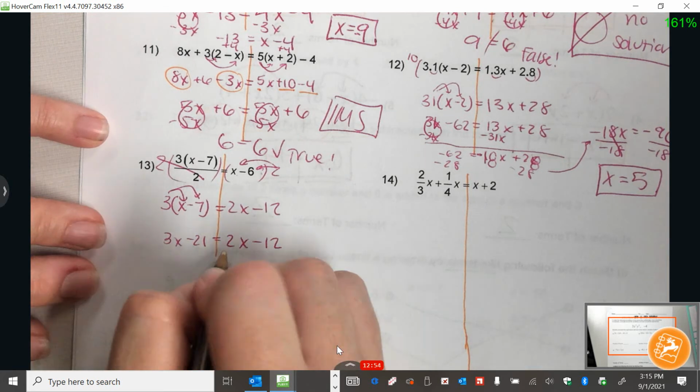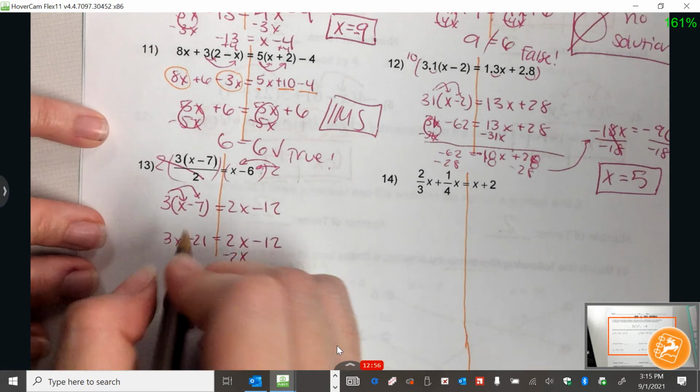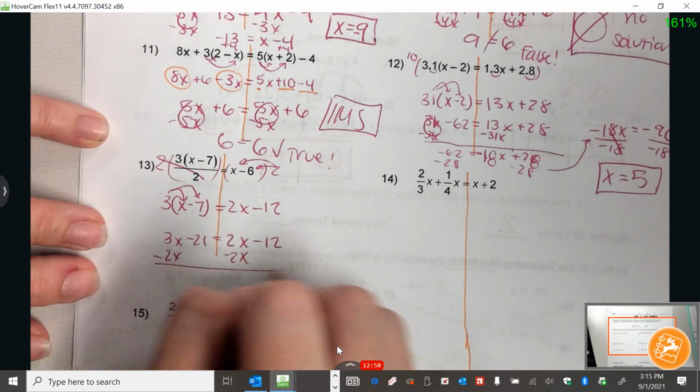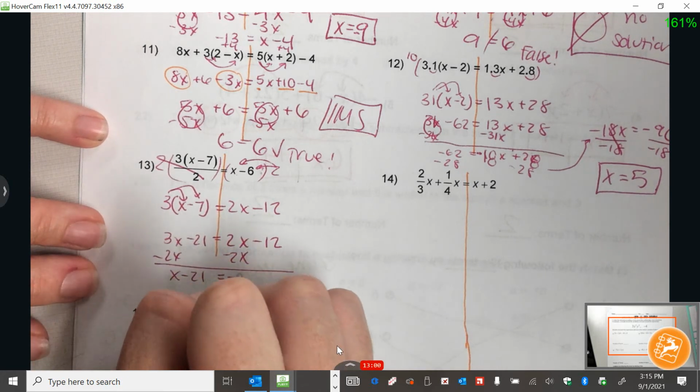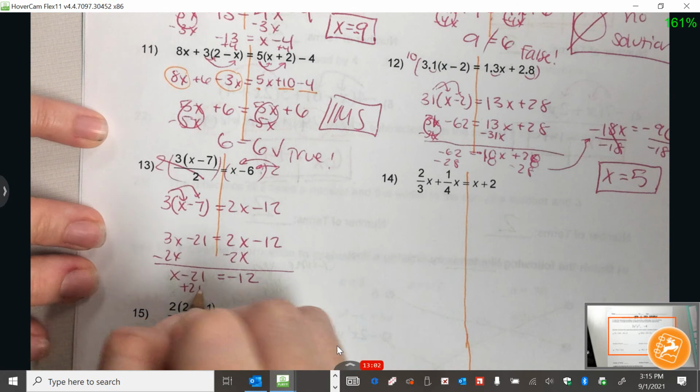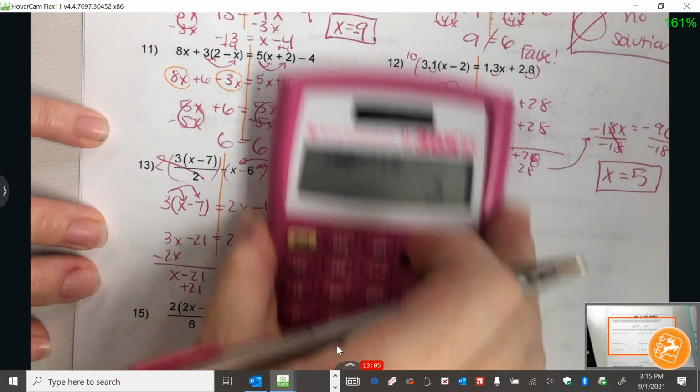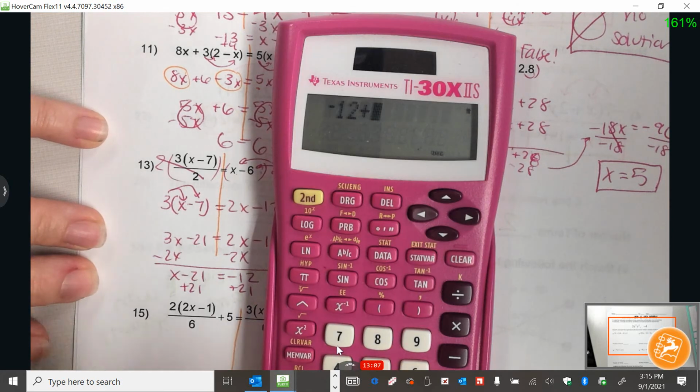I like to move my smaller x. I know I didn't do that last time, but I messed up. That leaves me with x minus 21 equals negative 12. Add 21, add 21. So negative 12 plus 21 is 9.